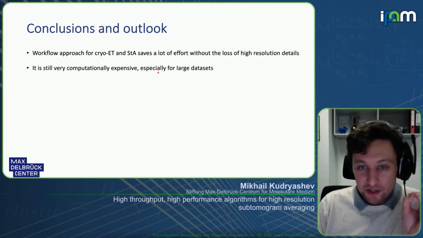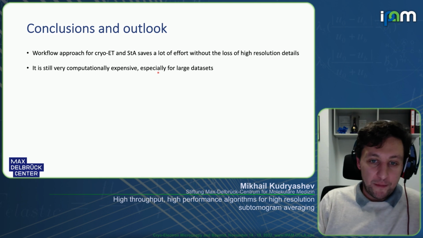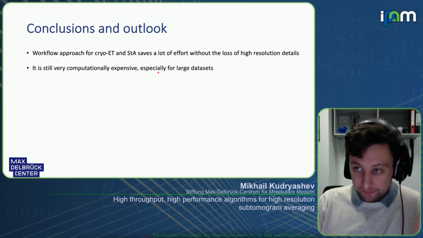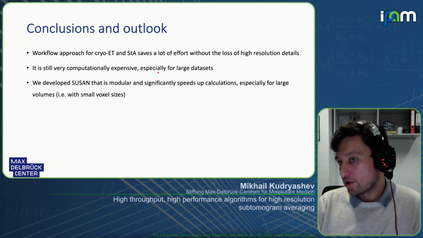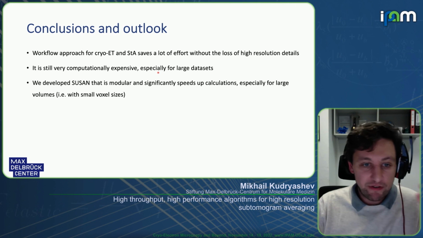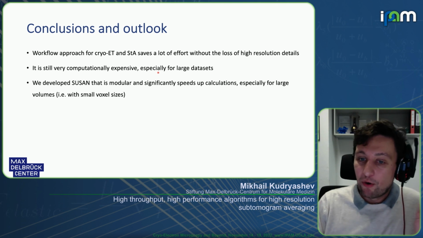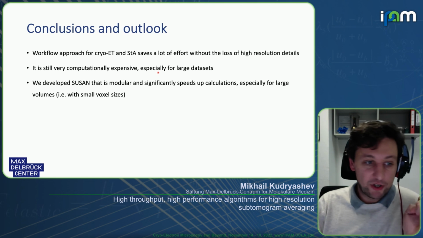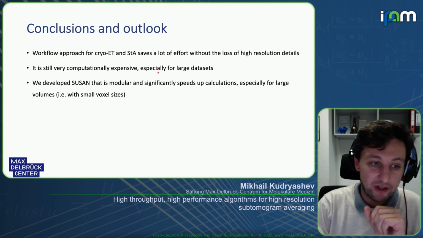So the conventional processing is still very, very expensive, especially for large data sets. And that's why I think our contribution here is that we developed Susan, which is modular and significantly speeds up the calculations, especially when the volume becomes very, very large.